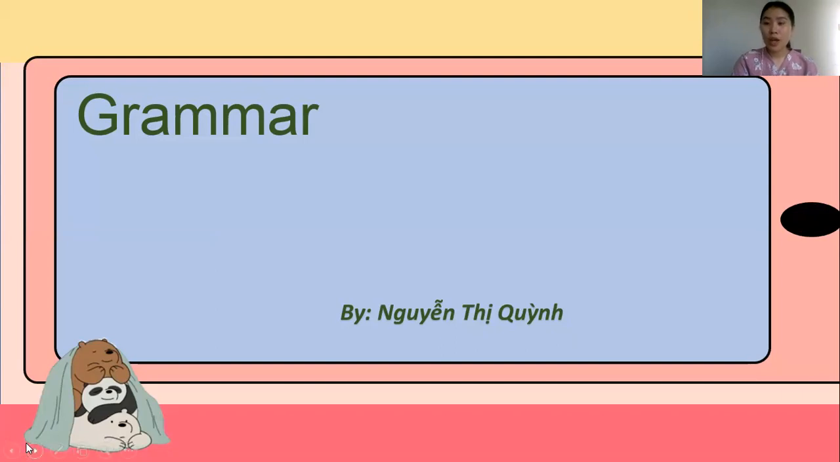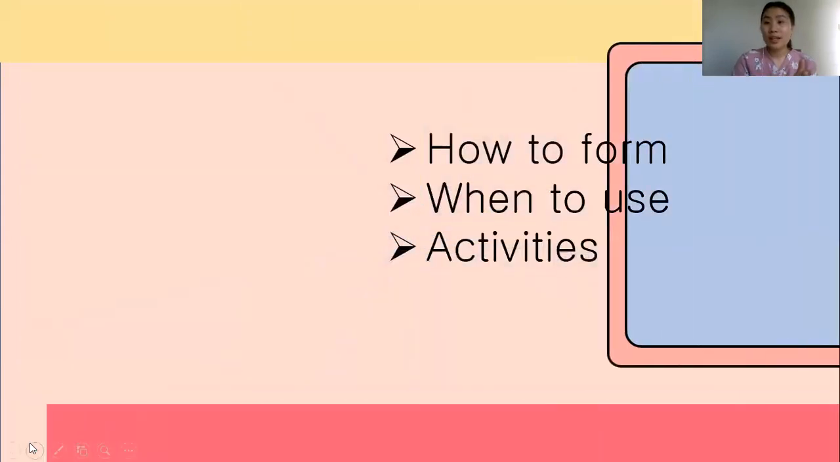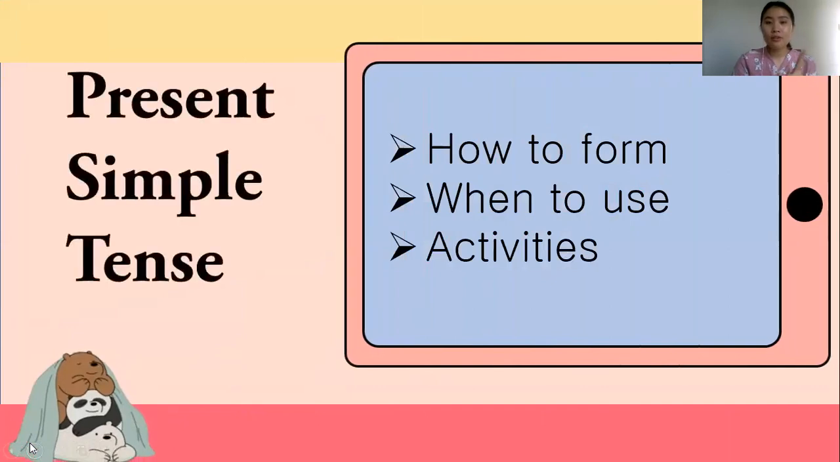In this video today, we are going to learn about grammar, which is present simple tense. And in this lesson, it's for elementary level A2. So here is the content of the lesson today. First, we will move to how to form present simple tense. The second thing is when to use it correctly. And at the end of the lesson, I will have some exercises to put your knowledge into practice. So first we move to how to form the present simple tense.